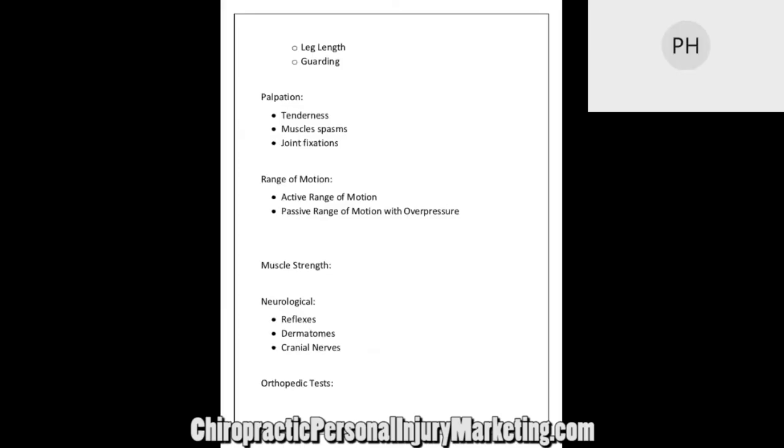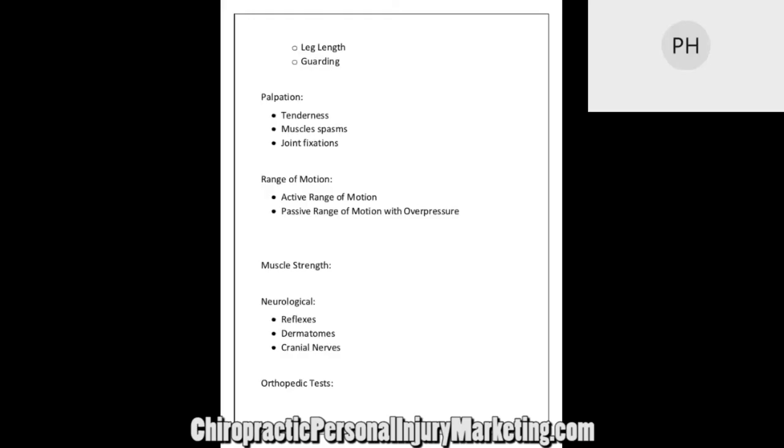And then, of course, palpation, that is important. We go into that in detail. The three categories you always have to evaluate, document, and quantify: tenderness, muscle spasms, and joint fixation. And we cover these in detail. And then, of course, range of motion. We look at active range of motion and passive range of motion with overpressure, and we have it quantified. And we talk about muscle strength, especially what's called high sensitivity muscle strength analysis. And then there's the neurological reflexes, dermatomes, and cranial nerves. Typically, you won't have a whole lot of that done at MMI. You could have some variances at the initial exam, but almost never at MMI.